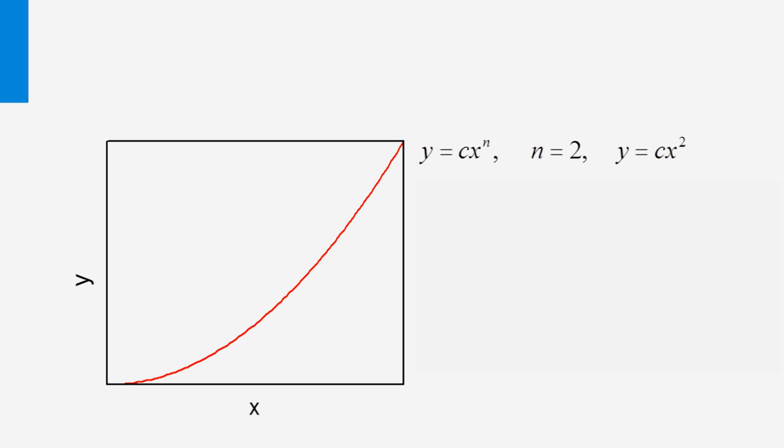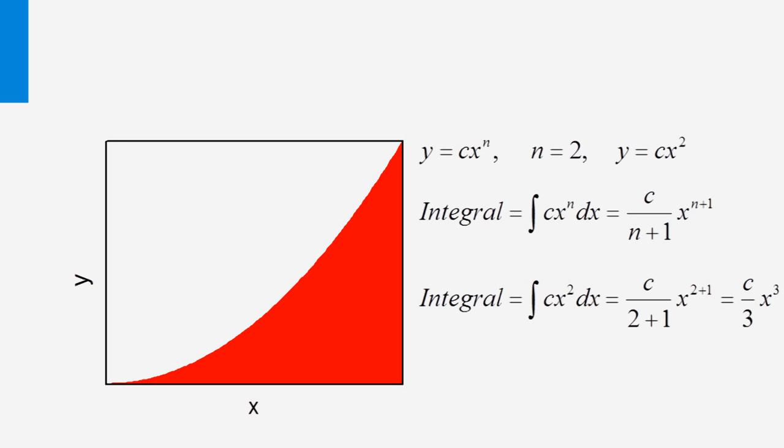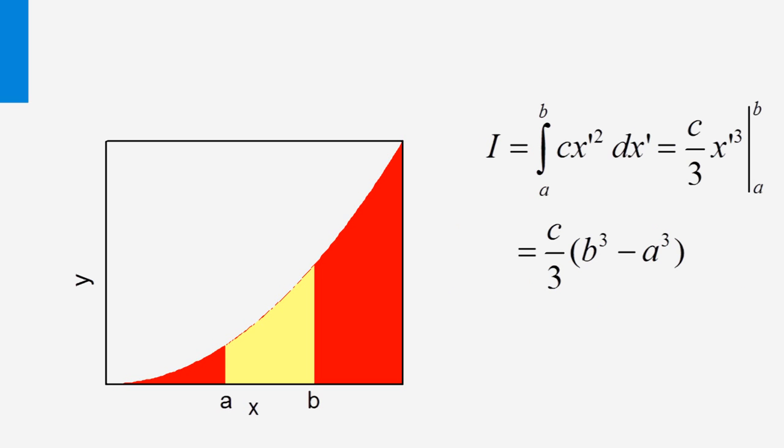Finally, we consider a quadratic function. f(x) is equal to c times x squared. In this case, n is equal to 2. The integral function of this function is c divided by 3 times x to the power 3. The area between the boundary conditions a and b is c divided by 3 times b to the power 3 minus a to the power 3.